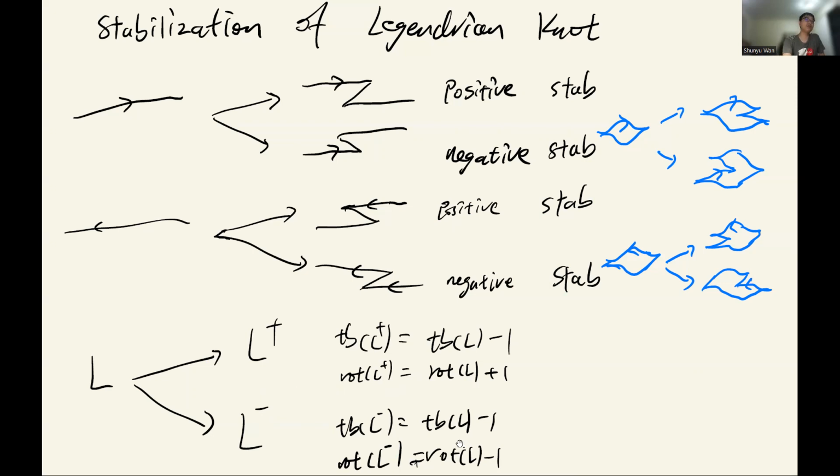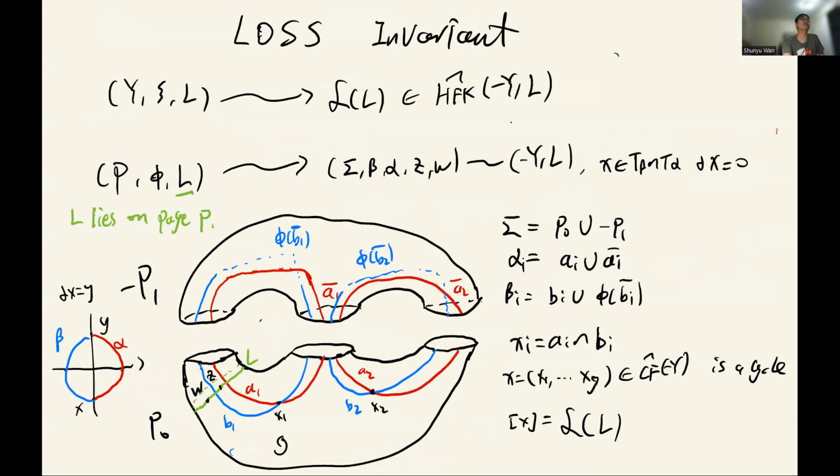Okay, so now let's see how we can relate Heegaard Floer, or more precisely, knot Floer, to the Legendrian knot. This is called the LOSS invariant. Similar to the contact invariant, in this situation we want to associate to (Y, ξ) and the Legendrian knot L inside (Y, ξ) an element, which we call the LOSS invariant L of L, inside the knot Floer homology of minus Y and L. Here you should think of L as the smooth knot type.